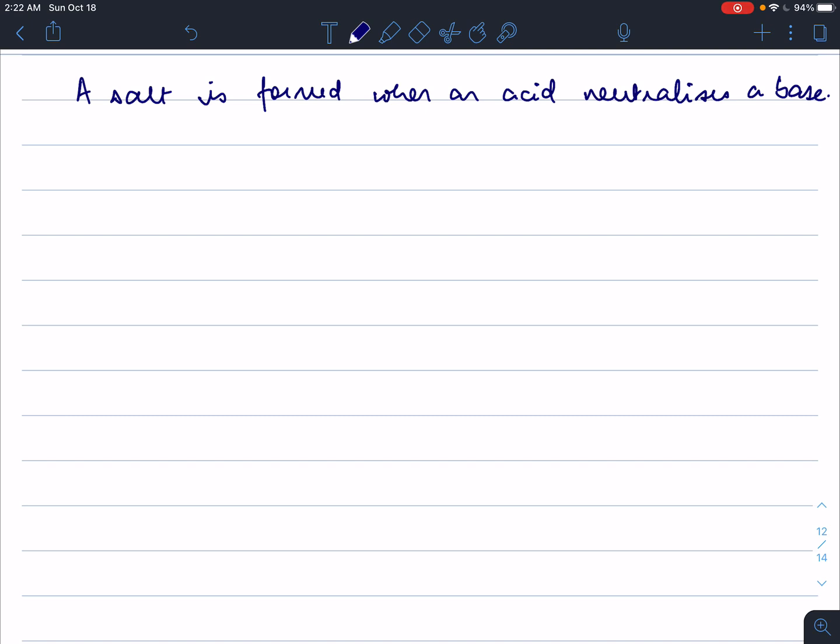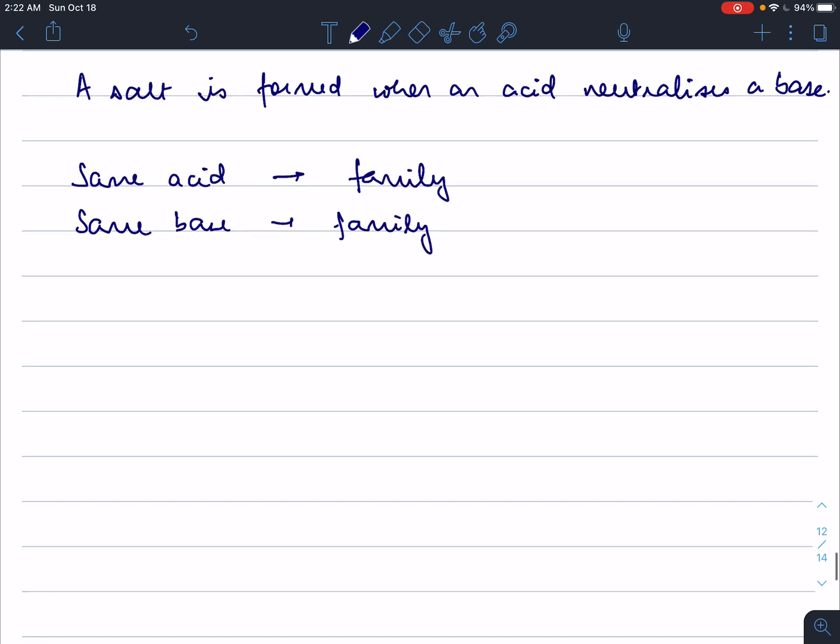Now, depending on which acid or which base it came from, you can classify salts into families. Alright? So say same acid, you have a family, or the same base, again you have a family. What do I mean by this?